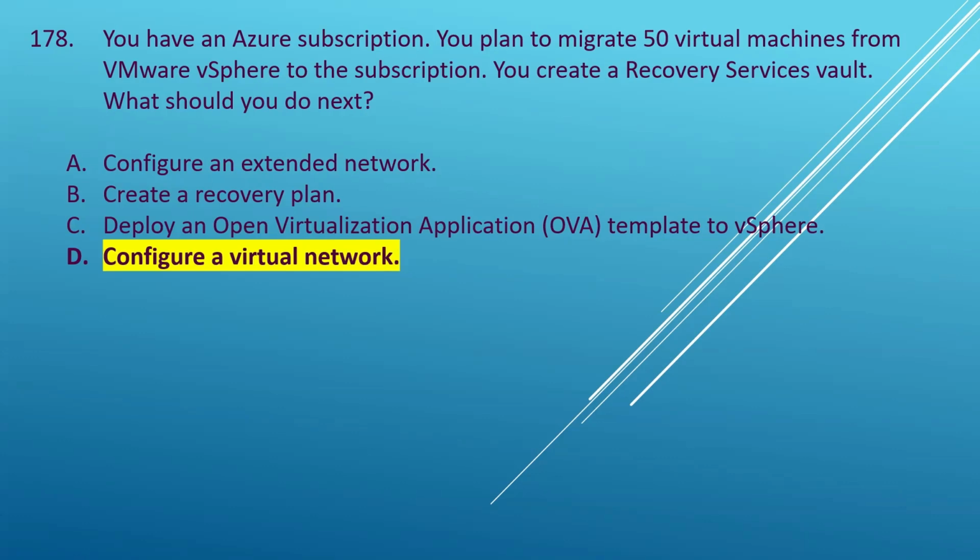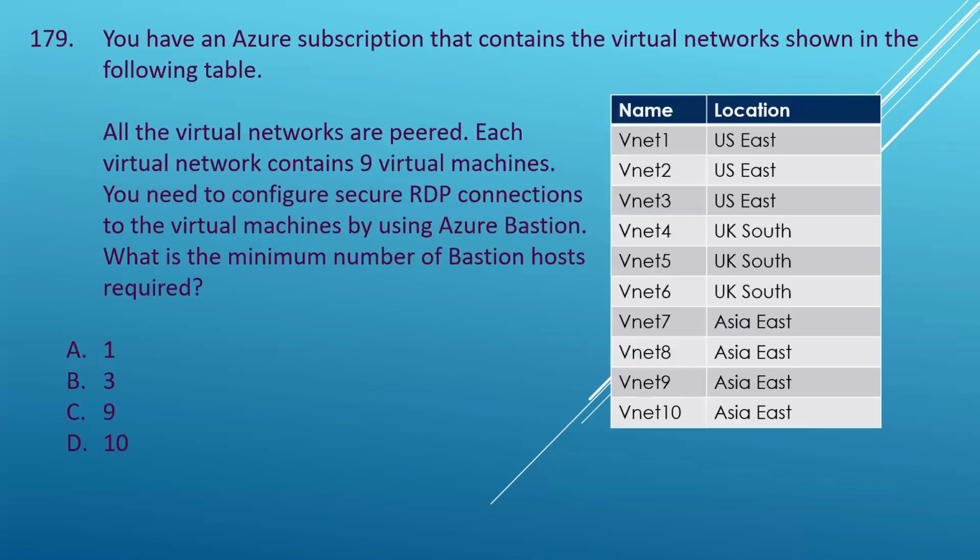Let's look at question number 179. You have an Azure subscription that contains the virtual networks shown in the following table. All the virtual networks are peered. Each virtual network contains 9 virtual machines. You need to configure secure RDP connections to the virtual machines by using Azure Bastion. What is the minimum number of Bastion hosts required? And your options are 1, 3, 9, and 10.